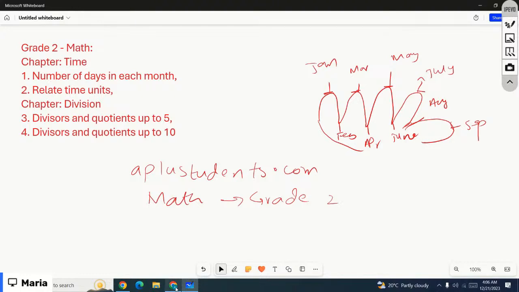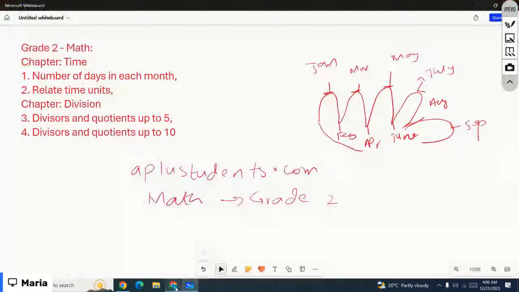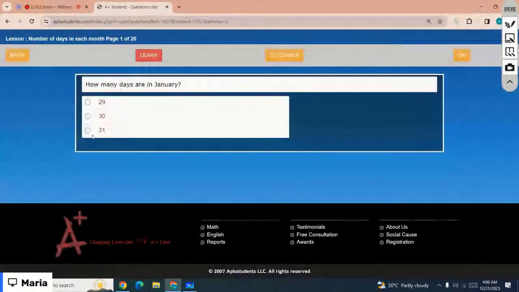Now the question is how many days are in January? You can see January is here. January has 31 days. The correct option is 31.